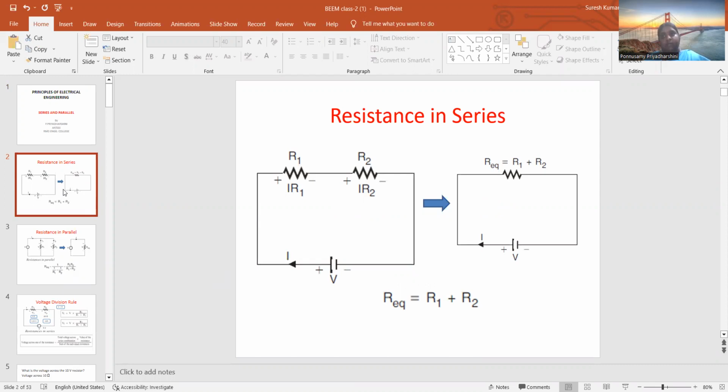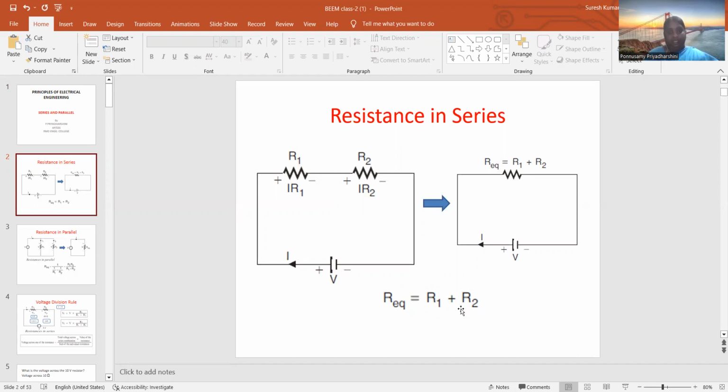So, we know the property of the resistance is to oppose the flow of charges, and there are two different connections. One is a series, another one is a parallel connection. The resistances are connected in series, for example, this is R1 and R2. The two resistances are connected in series. R equivalent is R1 plus R2.